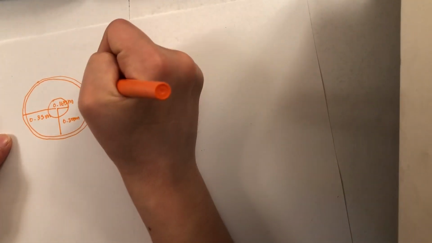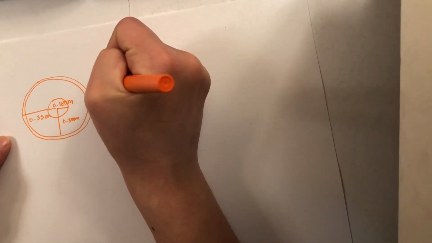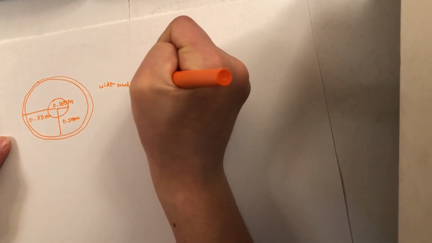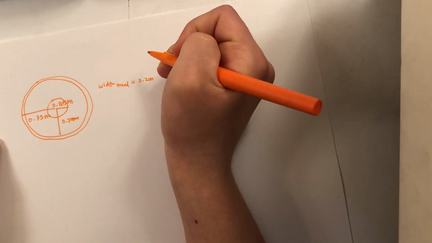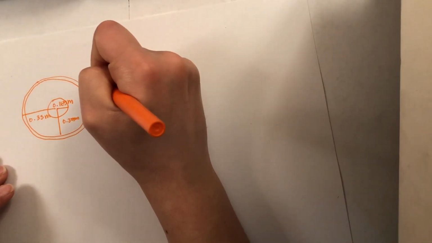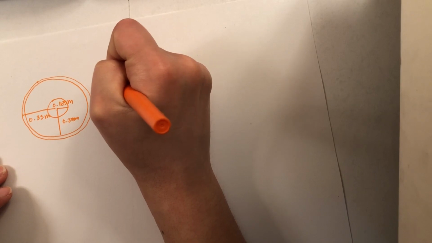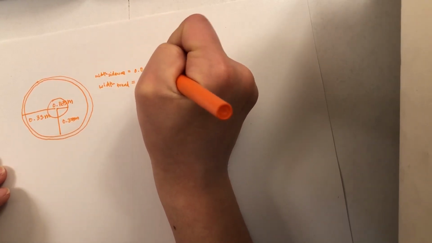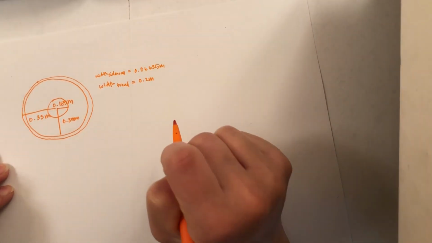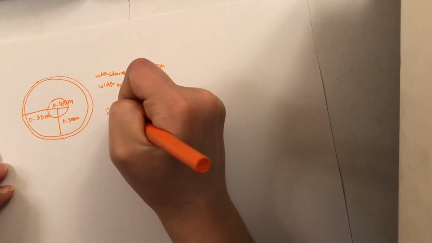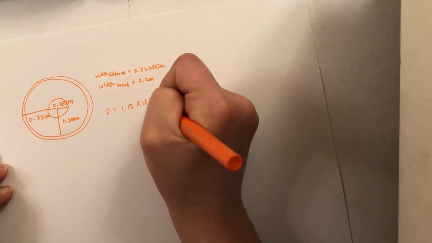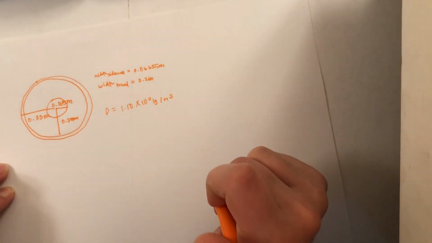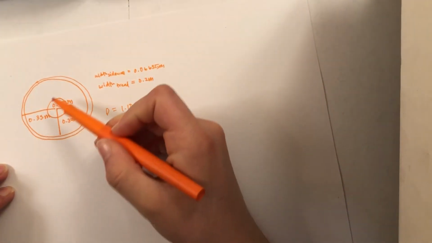The tread's width is 0.2 meters, and then the width of the sidewalls is 0.00635 meters. Okay, assume the rubber has uniform density equal to 1.10 times 10 to the third kilograms per meter cubed. Find the moment of inertia about an axis through its center.